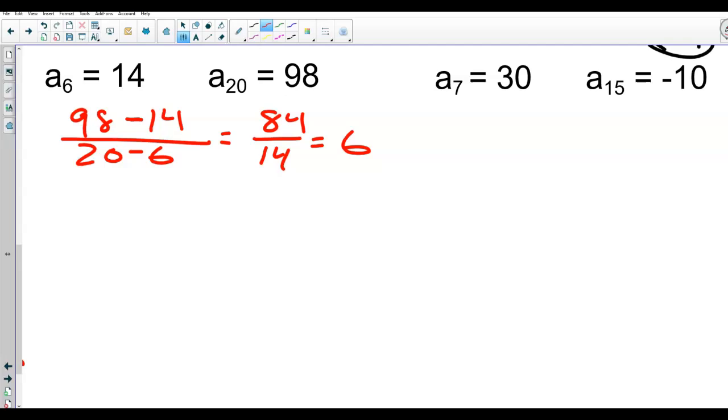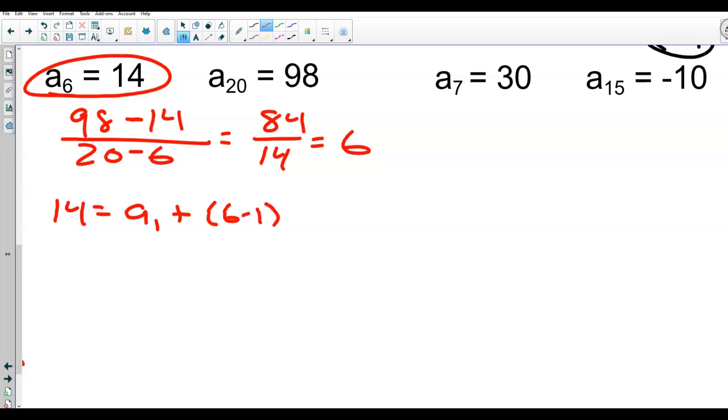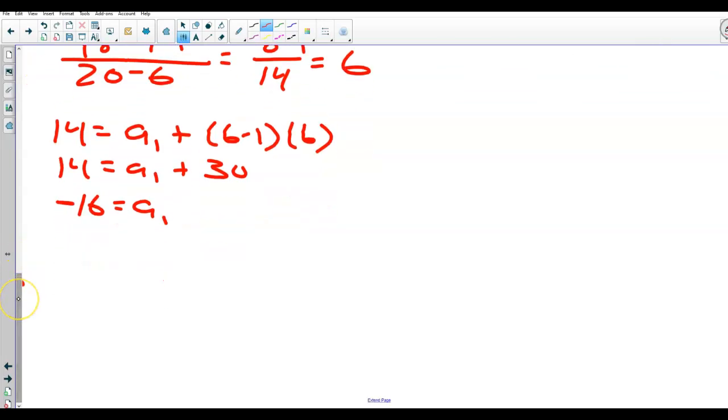Okay? Now, I don't care which point you pick. I'm going to go with that one because it's smaller. 14 equals a1 plus (6 minus 1) times 6. 14 equals a1 plus 30. 6 minus 1 is 5. 5 times 6 is 30. We subtract the 30 and we get negative 16. There's my a1.